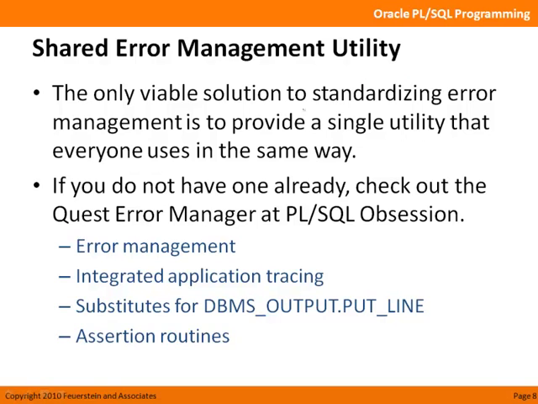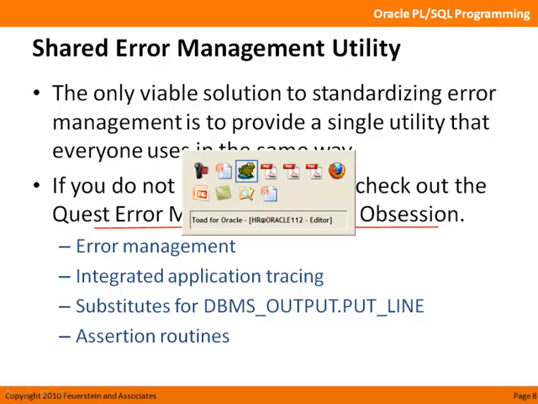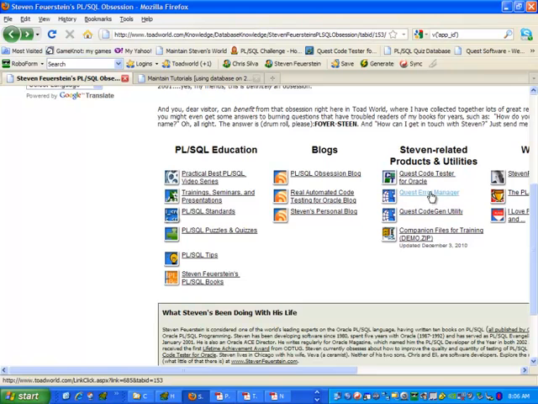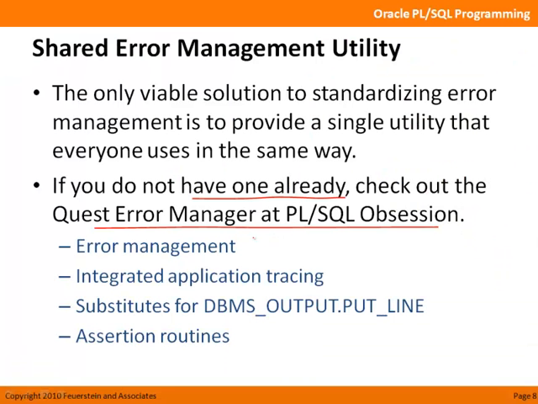And if you don't have one of these already, and many of you will, check out the Quest Error Manager at PL/SQL Obsession. It's one of several different utilities available on the website. Right here, Quest Error Manager. And it's a freeware tool that will do error management, application tracing, replacements for DBMS_OUTPUT.PUT_LINE, assertion routines. In general, you need to make sure you have a single shared utility in place. I offer one, there are others out there. And if you want more details on how to do this standardization and the key principles behind organizing it, check out the Error Management in PL/SQL series of videos. I won't go into more detail here.